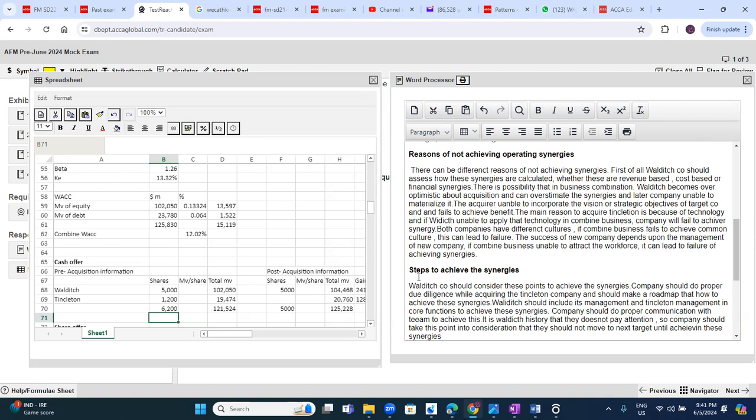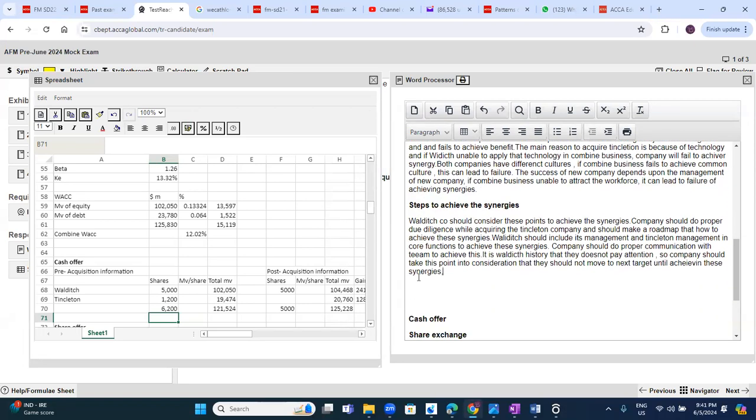And communication with the client and with the employees is also important. The company should spend, this is also a very important point, enough time to analyze all the operations of the target company, so that after acquisition it can be easily merged. There are different other points which you can write. I have written a few points, but there are other points you can write.